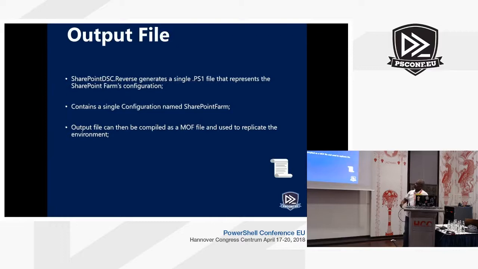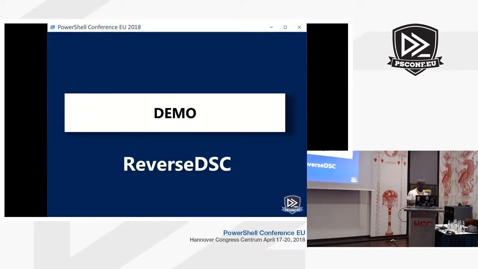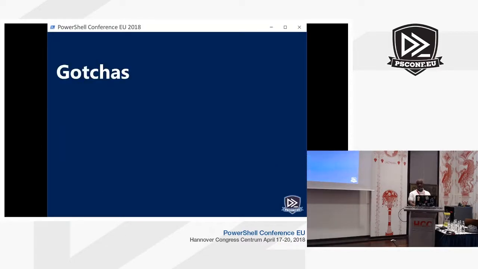It contains a single configuration, and it's called SharePointFarm. It's named SharePointFarm, and then the output file is a MOF file. All right, and this is where I get to do my demo, but I've run out of time. But okay, I want to go to the gotchas.